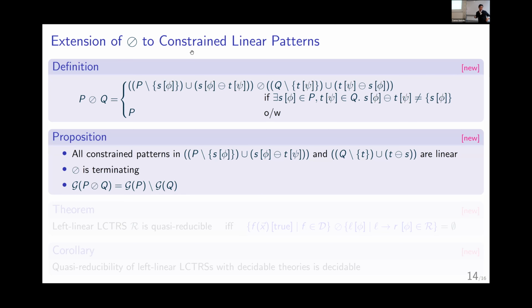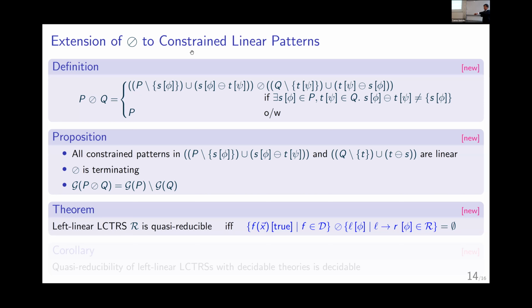But we have to show the correctness of this extension. So there is a recursive call, and there are two sets in the recursive call, and the patterns in these sets are linear, and the recursive call is terminating, and this computes the difference of two sets. So this is the correctness, and then we obtain this theorem. So a left linear LCTRS R is quasi-reducible if and only if this holds. So the difference of these two sets is empty.